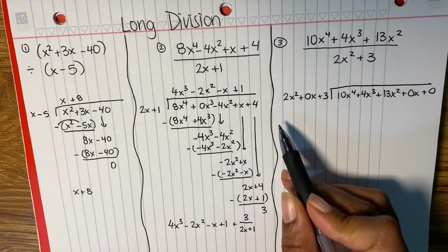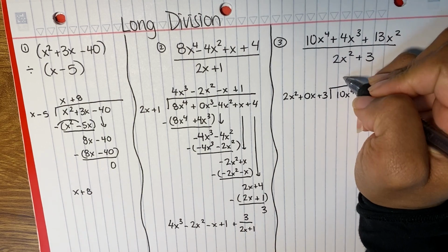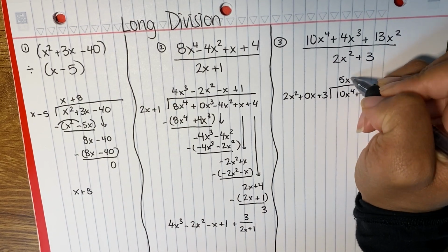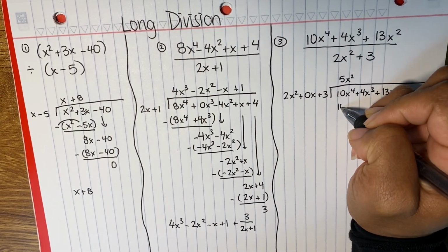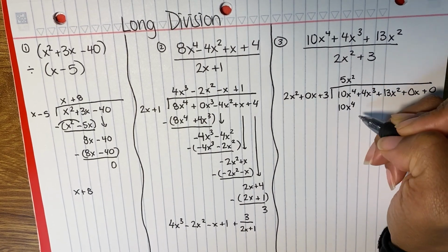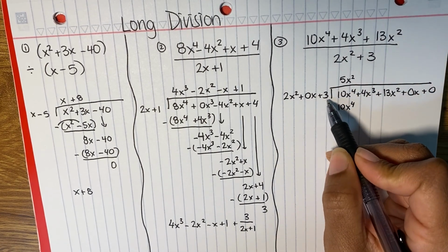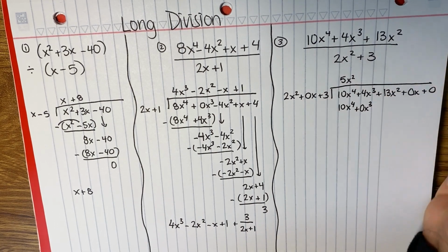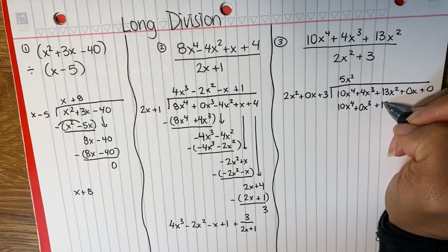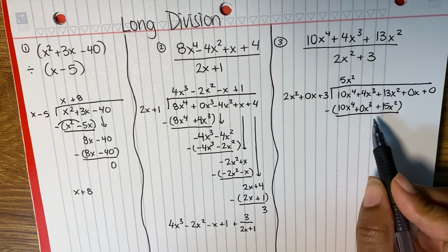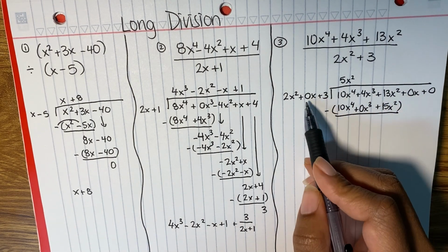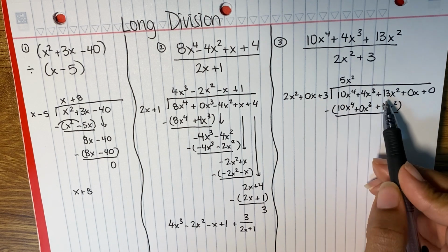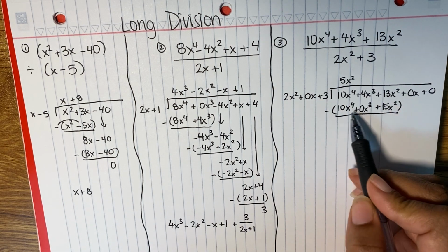Same process. What can I multiply 2 by to give me 10? Well, that's 5. How many x's do I need? I need 2 of them. Multiply those and I end up with 10x^4. They match. Perfect. Multiply all of these by that same term. So plus 0x cubed plus 15x squared. If I hadn't used a placeholder here, then I would be missing something here when I subtract.